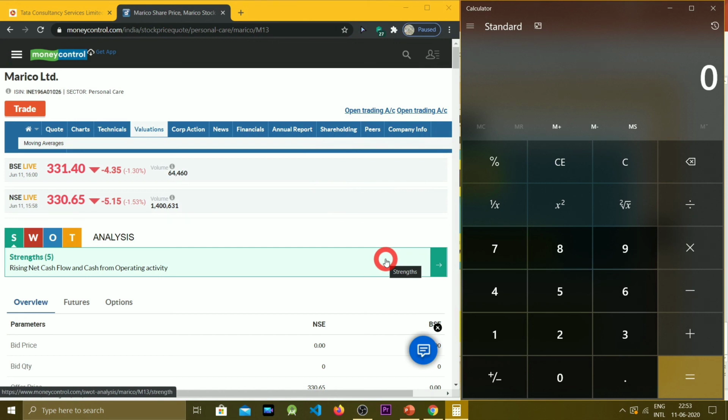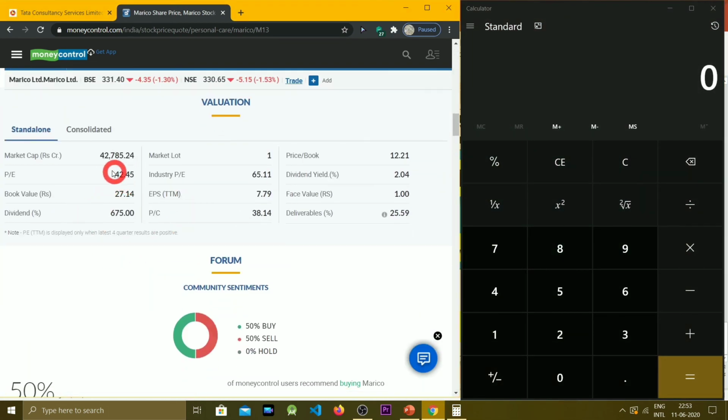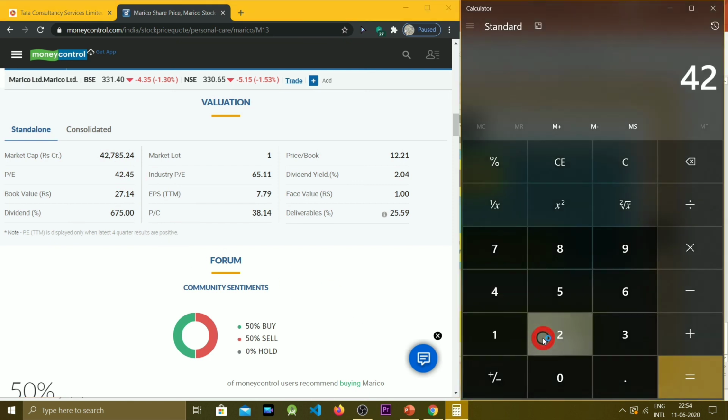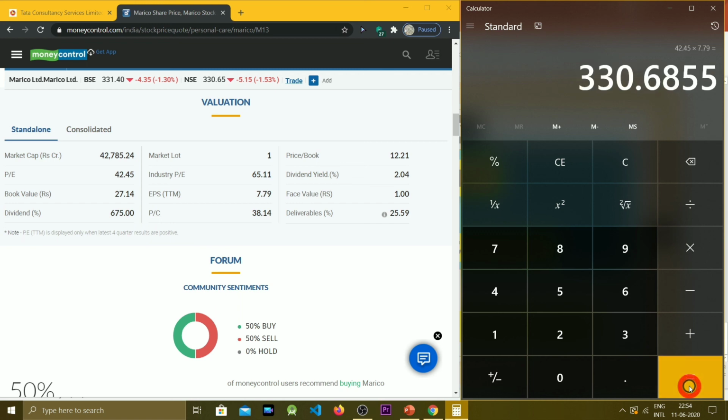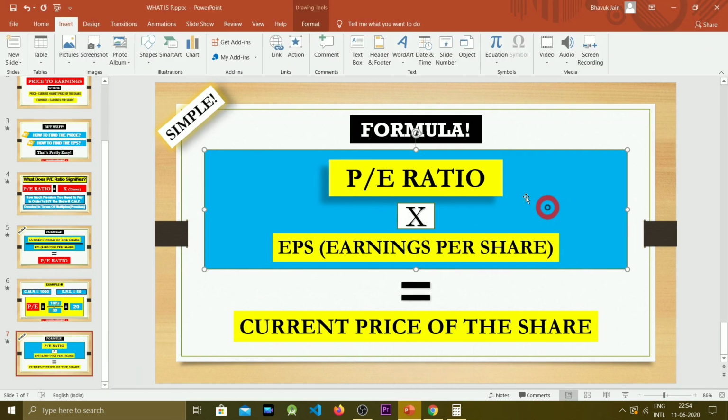So I have now opened the financials of Marico Limited and I have opened the calculator side by side. As you can see, the current market price given is 330.65. So how can we compute it with the PE ratio and EPS? First of all, let us see what the PE ratio is. It is 42.45. So let me type 42.45 and we will multiply it with the EPS, that is 7.79. So I will write 7.79 and when I press the equal sign, it will give us 330.68. So as you can see, 330.6. So this is how we can calculate the current price of the share by tweaking the formula.